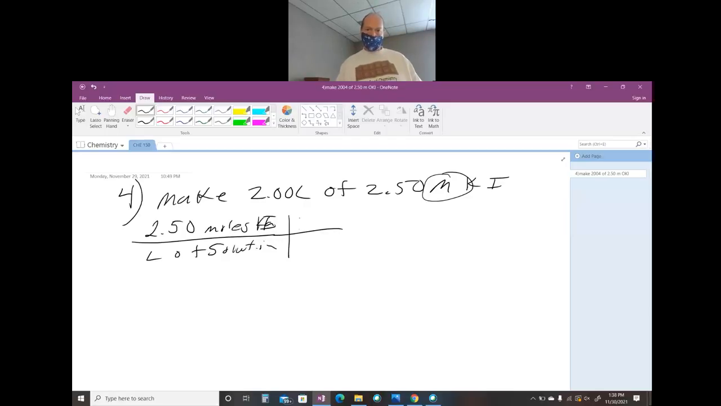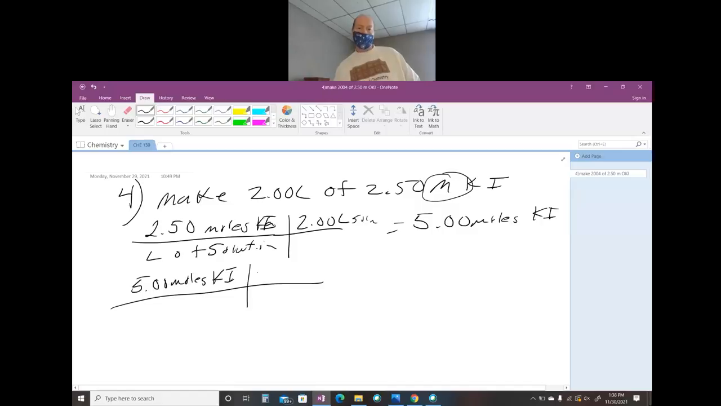And we want to make 2 liters of this solution, and so we need 5 moles of KI. We don't have a balance that measures in moles, so we have to convert that to grams. We take our 5 moles of KI.